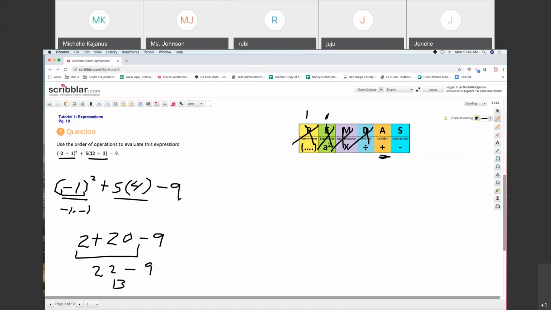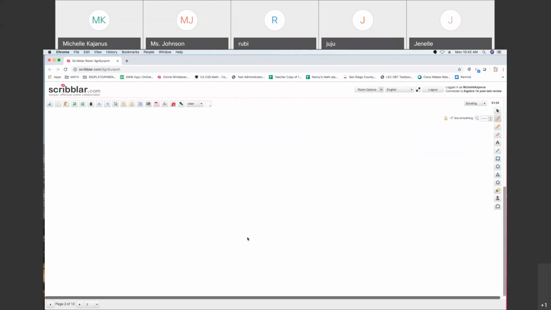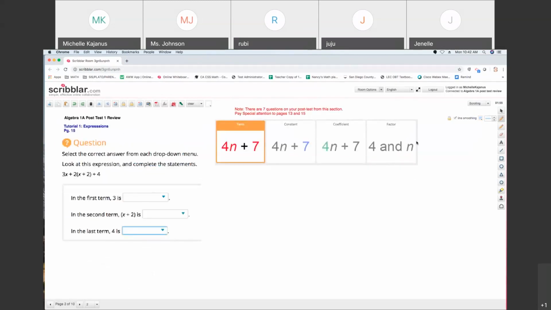So this is the first question. This is the first type of problem that you're going to see on the post-test. If you need extra practice, please let me know and I'll go over the next problem with you. Okay, so let's go to problem 2. Another problem that is going to be very similar to what you're going to see in the post-test is problems that ask you vocabulary terms. For example, they're going to give you an expression and ask you what each part is.